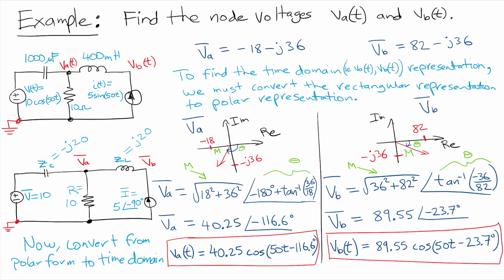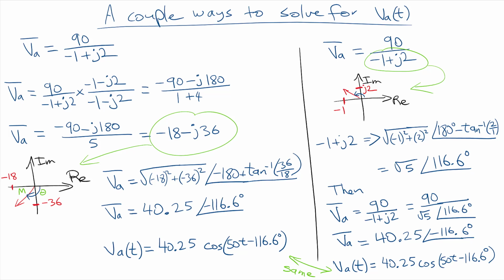That was that. So that is the final answer. We have the time domain voltages for VA and VB. So then, let's do a couple little things. Just to get a little bit more practice, I'd like to show you a couple ways to solve for VAB.